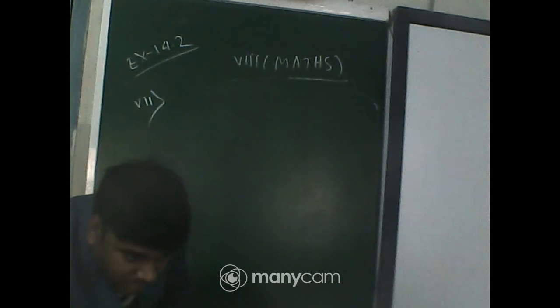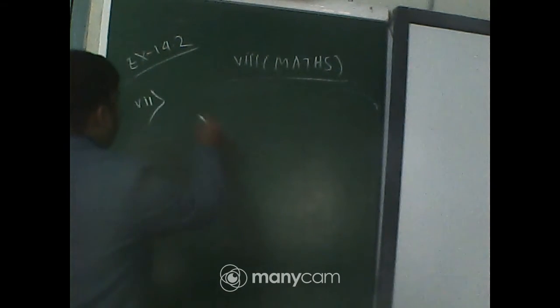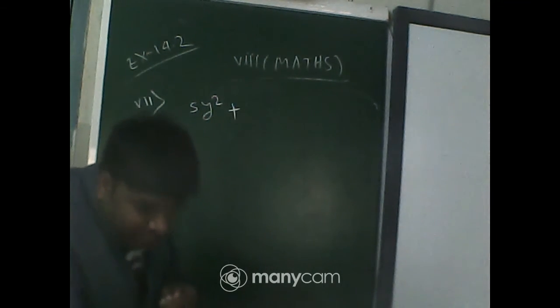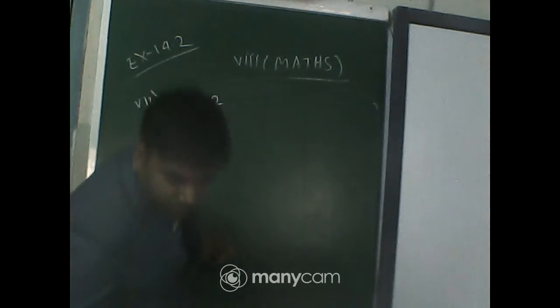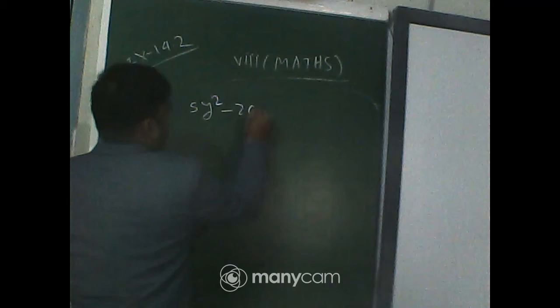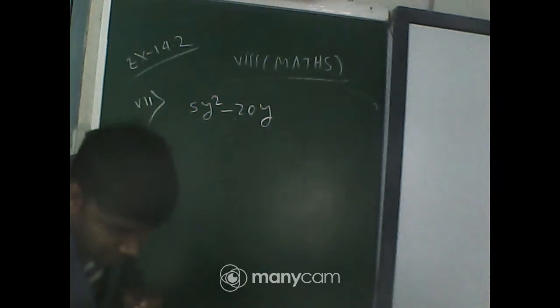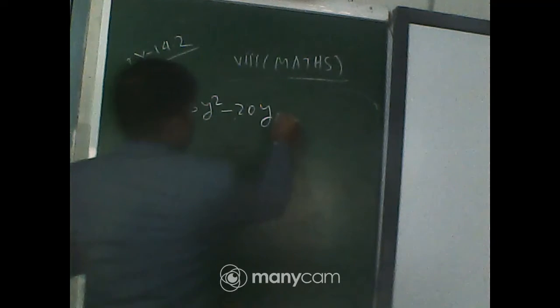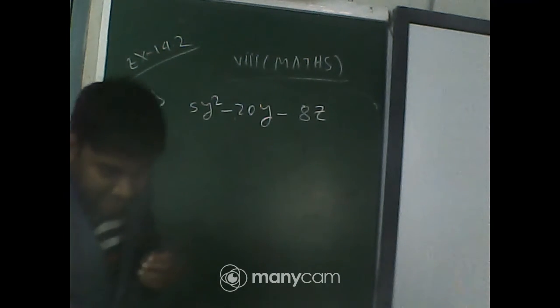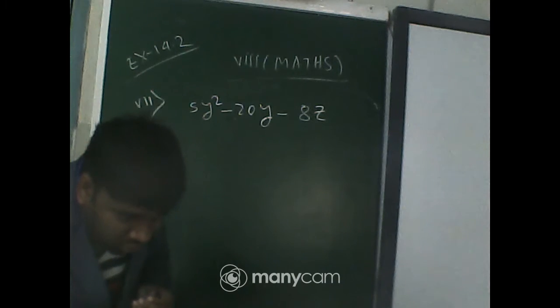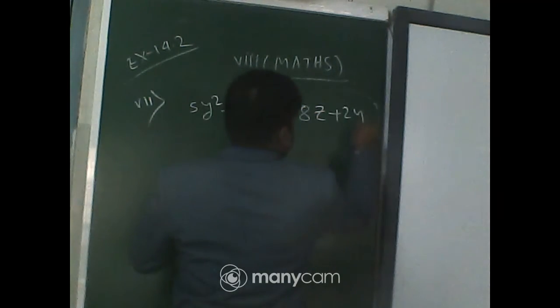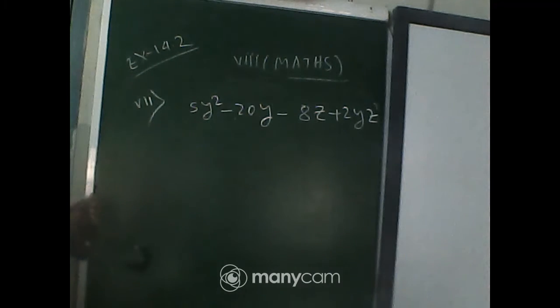Question number 7: 5y square minus 20y minus 8z plus 2yz. So students, that is the question. Okay, so what will you do here?